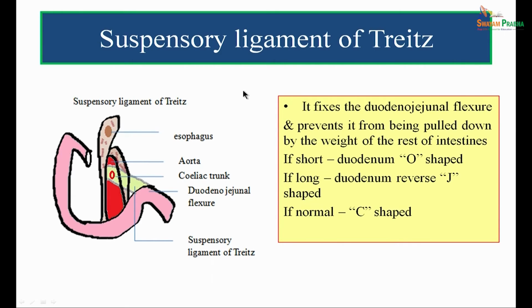Now, what is the function of the suspensory ligament of Treitz? The suspensory ligament fixes the duodenojejunal flexure and prevents it from being pulled down by the weight of the rest of the intestines. So, this also contributes to the normal C-shaped structure of the duodenum. If the suspensory ligament is very short, then the duodenum can become O-shaped. If it is very long, it can be too loose and the duodenum can become reverse J-shaped. If it is normal, then the duodenum acquires its normal C-shape. So, that is about the structure and the function of the suspensory ligament of Treitz.